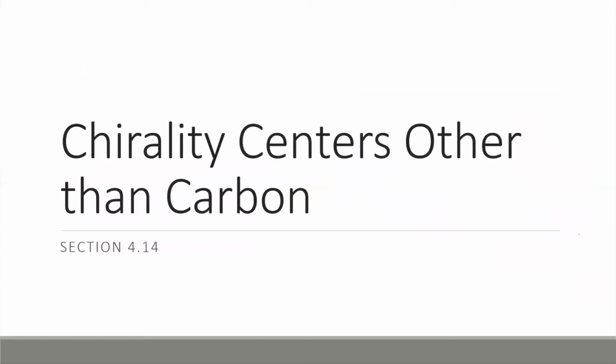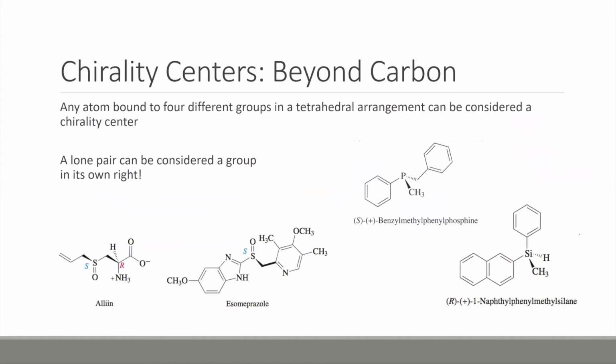Now, other substances can have chirality centers. We've talked solely about carbon and carbon's ability to have a chirality center. However, any atom that is bound to 4 different groups in a tetrahedral arrangement can be considered a chirality center. And a group can also consist of a lone pair. So lone pairs are counted as a group in their own right if it is a molecule with a lone pair on it.